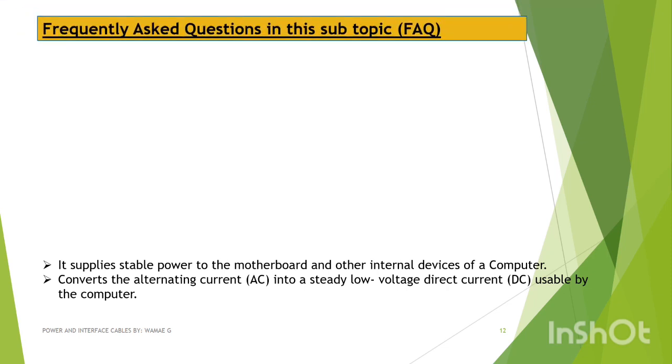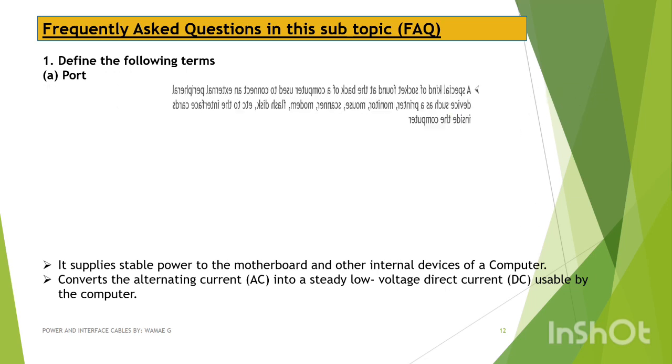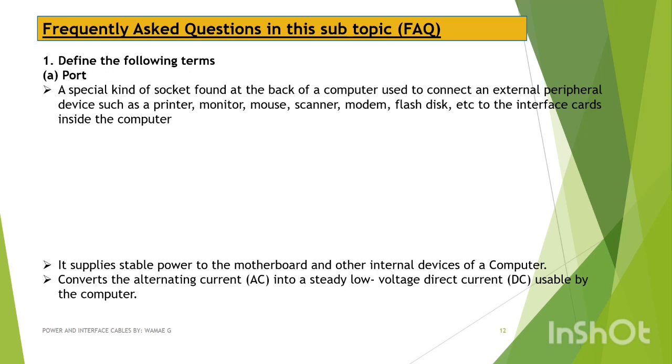Next, we look at the frequently asked questions in this subtopic. What questions do we look at? Define the following terms. Ports. What is a port? If you are asked what is a port, what should you say? That it is a special kind of socket found at the back of a computer used to connect an external peripheral device such as a printer, monitor, mouse, scanner, modem, flash disk, etc. to the interface cards inside the computer. So that's the definition of a port.